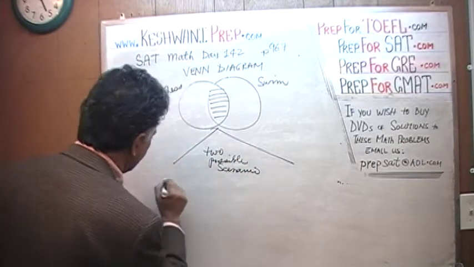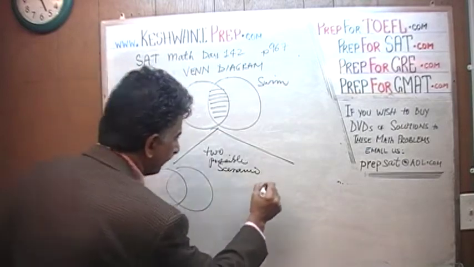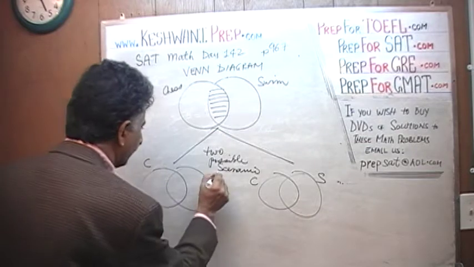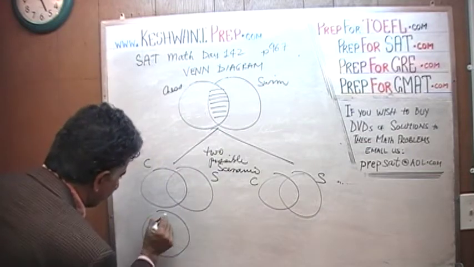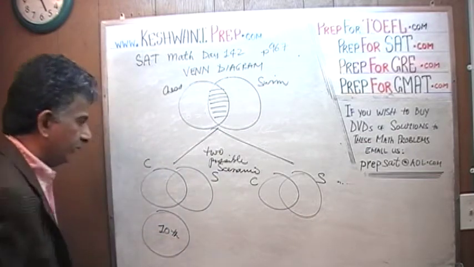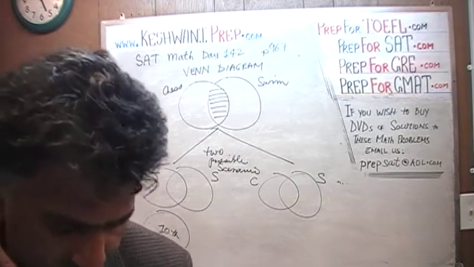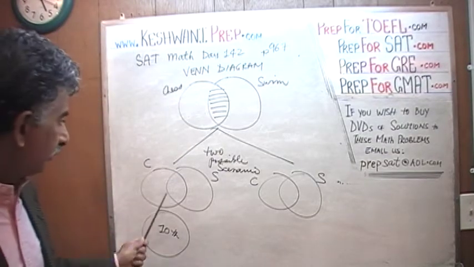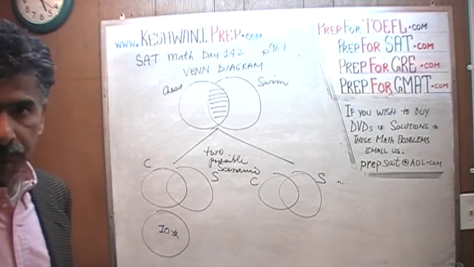One is this one right here. Our chess club, our swim club, and then here is the 10th grader. In this scenario, on the left hand side, we are showing a situation where no 10th grader belongs to a chess club or a swim team.